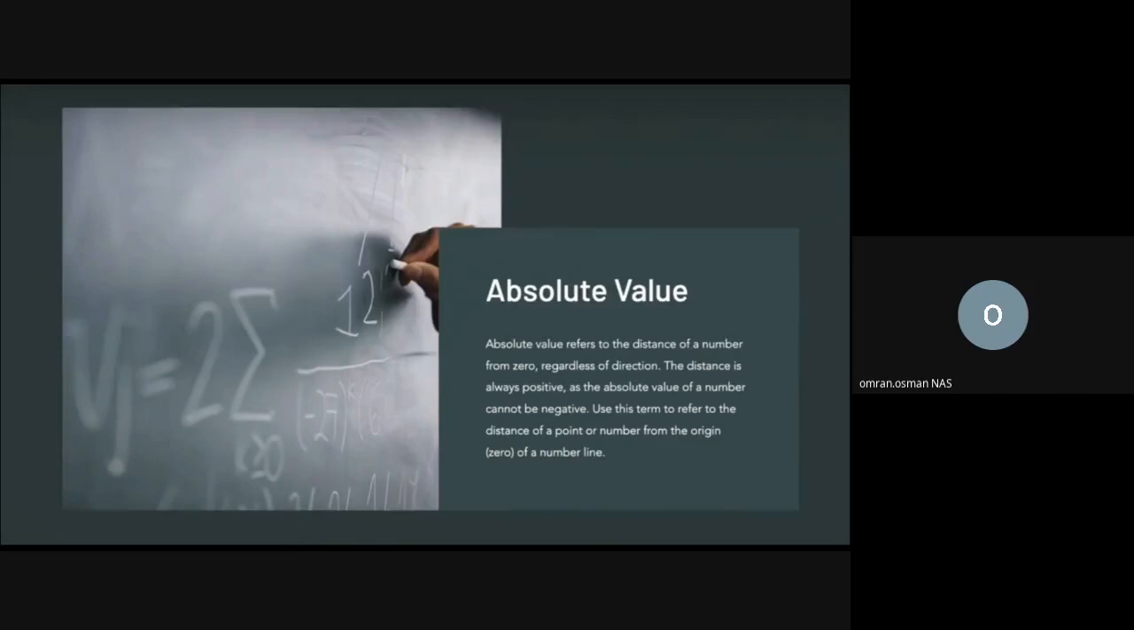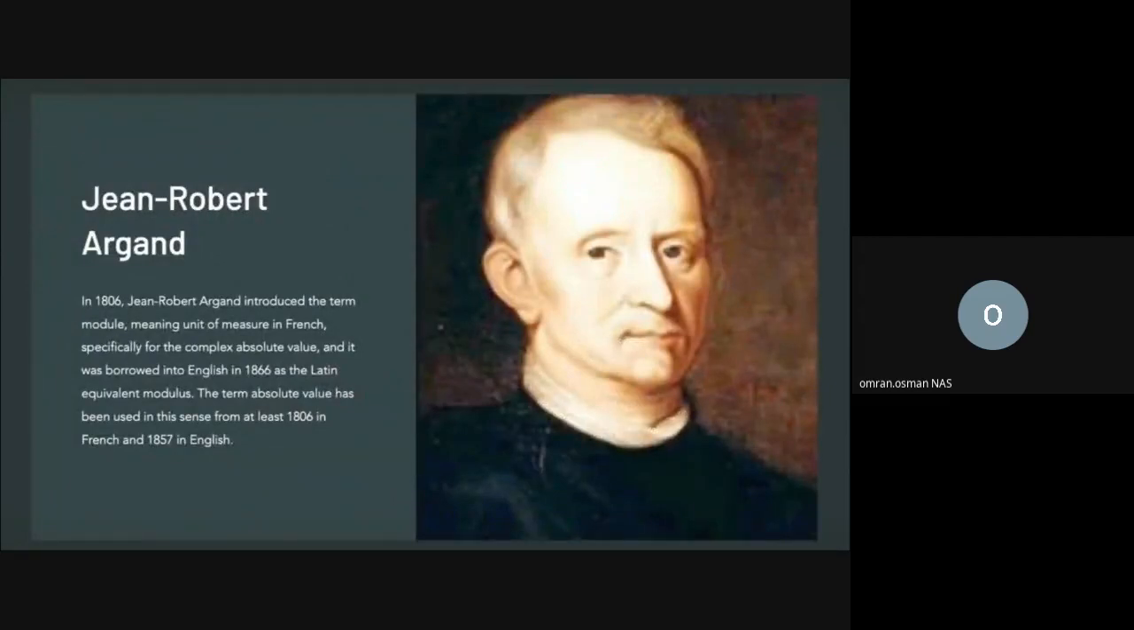Absolute value refers to the distance of a number from zero, regardless of direction. The distance is always positive, as the absolute value of a number cannot be negative. Use this term to refer to the distance of a point or a number from the origin, zero, of a number line. Jean-Robert Argand.